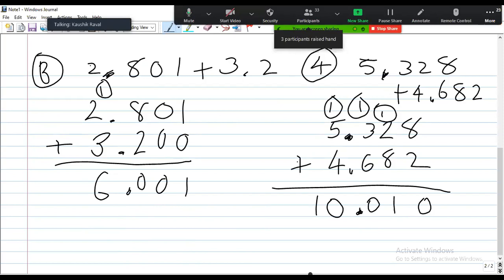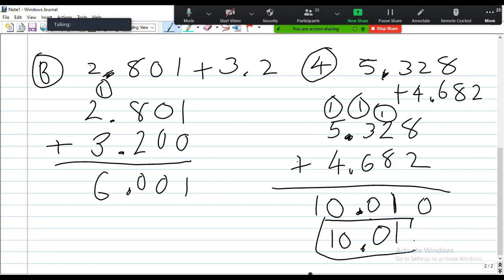But do we keep the 0 after the digit? No, so the answer will be 10.01. The 0 after this digit has no value. Same way, 0 before this digit has no value. Yes, we already know this, right? Right, everyone? Good, very good.